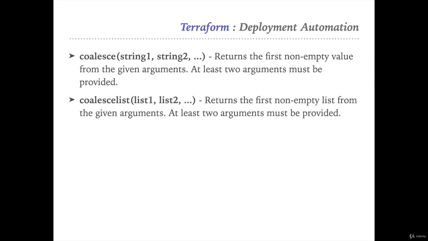Then we have coalescelist. Coalescelist will do the same thing. It will accept n number of arguments and return the first non-empty list. If there is an empty list in the coalescelist function, then it will return the first non-empty list as a value.